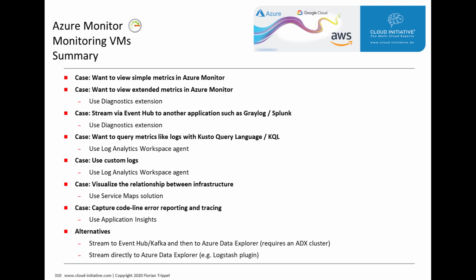However, when I want to query standard and custom logs and metrics, I would use the Log Analytics agent with a Log Analytics Workspace. For visualization of my infrastructure, like which VM talks to which other VM, I would use the Service Map solution with the dependency agent. And last but not least, when I want to do error reporting and tracing, I would adapt my code to use the Application Insights solution, and the logs and metrics would stream into the Log Analytics Workspace directly.